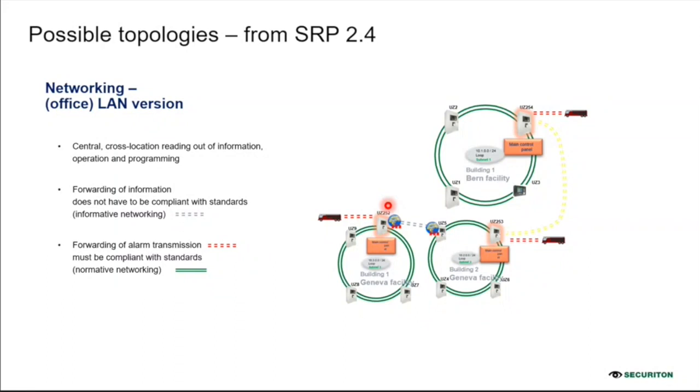The next question is, is there a possibility to connect third-party systems to SecuriWan? Yes, you can connect, for example, a BMS, because we have some protocols available. We have the Modbus protocol available. As well, we have the ISP protocol, which is our protocol available for third-party systems.